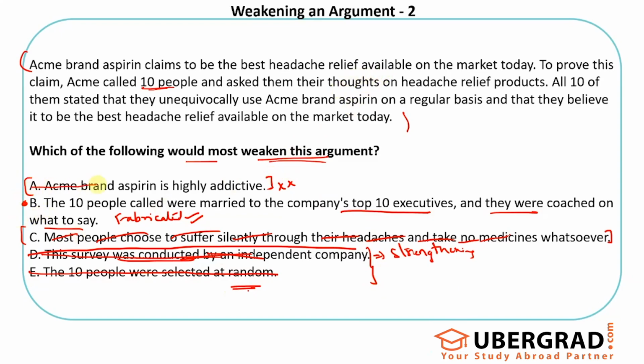There is this option which says that hey, the people that have made the claim are fake. That means they are coached and they are just scripted ones. They are just saying what they are asked to say. It's a fabricated one. That's why I am countering the argument. So it's a perfect one to weaken the argument.